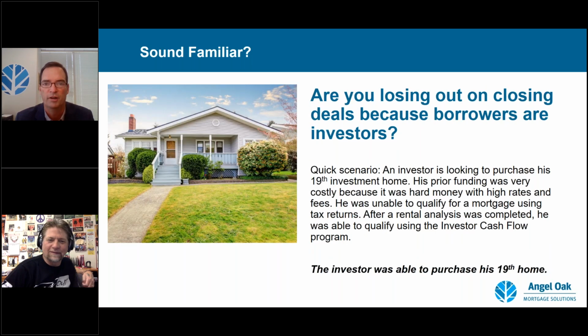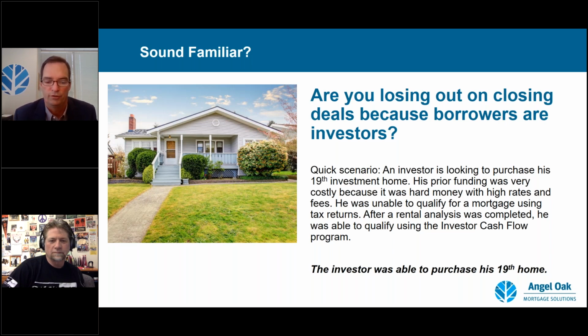Okay. All right. Awesome. Another big category in the non-QM space are investor loans. I mentioned how many foreclosures there were during the crisis or following the crisis. And because of that, there's been a lot of people that have become residential investors. But investor guidelines, through Fannie Mae and through agencies, require the same income documentation that's required for owner-occupied loans.